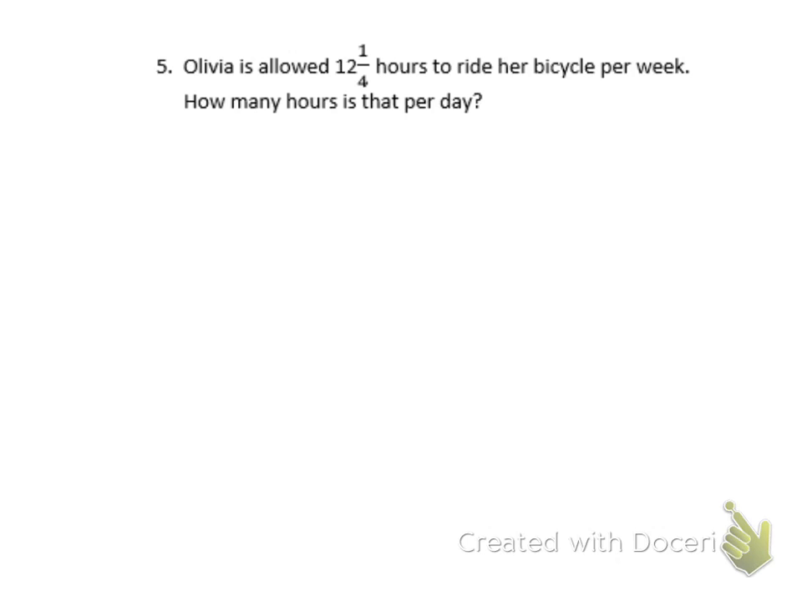Alright, number 5, Olivia is allowed 12 1/4 hours to ride her bike per week. How many hours is that per day? So we want to know if that's how much she's allowed to ride in 1 week, how many is that per day? Okay, so how many days are there in a week? There's 7. So we have to divide 12 1/4 divided by 7 to find out how many hours she can ride her bike per day.